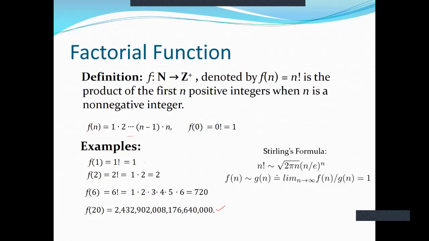Another thing is, f of n is approximately equal to g of n when the limit, as n approaches infinity, of f of n divided by g of n becomes 1. What does this mean? Don't worry about this. We are not going to discuss this in detail. I am going to leave this for the rest of the courses, especially the algorithm analysis course, where we will discuss Stirling's formula in detail. Okay.